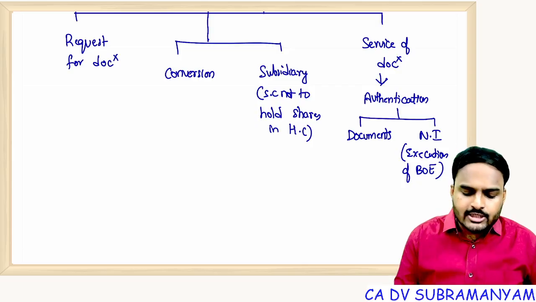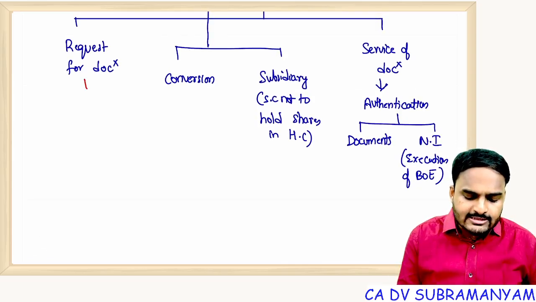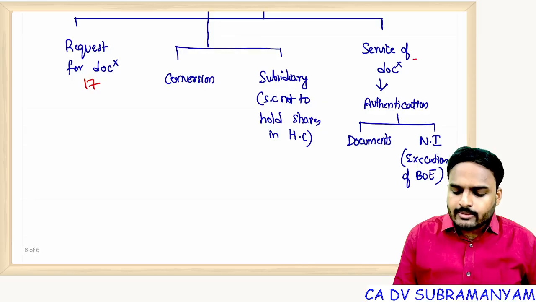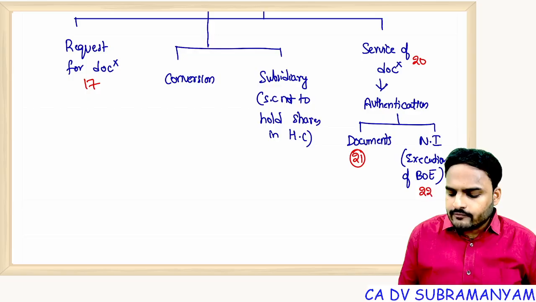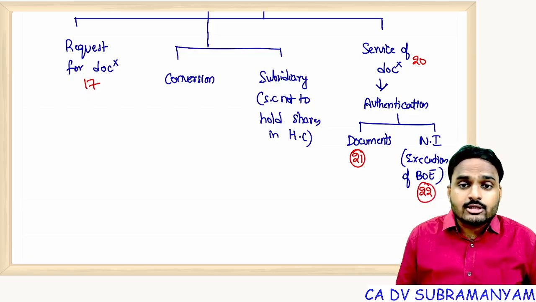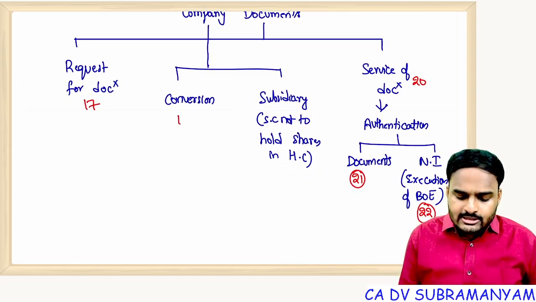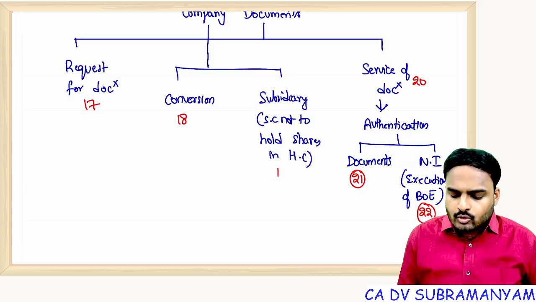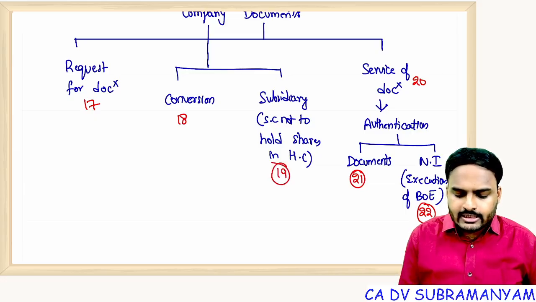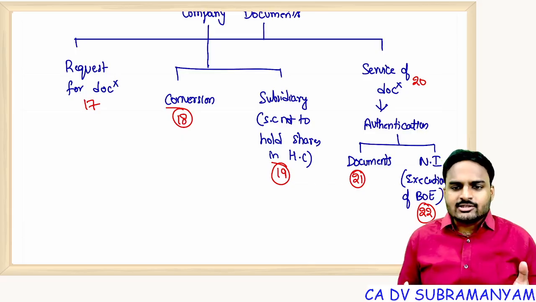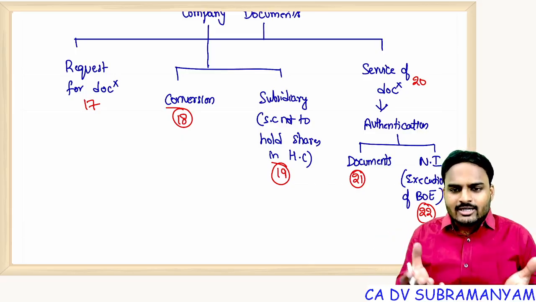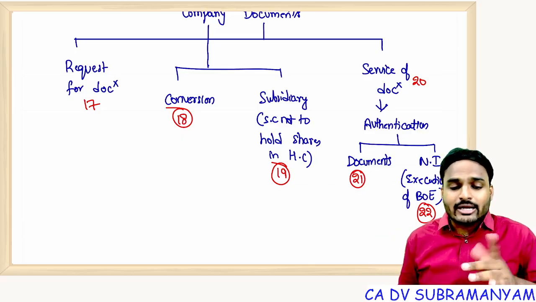And let me map the section numbers. Request for documents, section 17. Service of documents, section 20. Authentication of documents, 21. Execution of bills of exchange, that is authentication of negotiable instruments, 22. Company, two branches I told you. Conversion of company, section 18. Subsidiary company not to hold shares in holding company, section 19. That's it. Section 3 to section 22 completed. I took approximately 6 minutes to narrate this story.